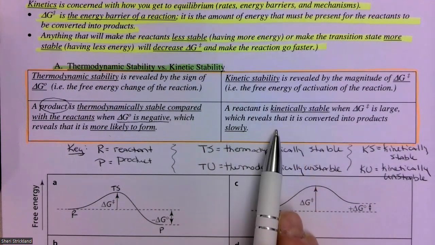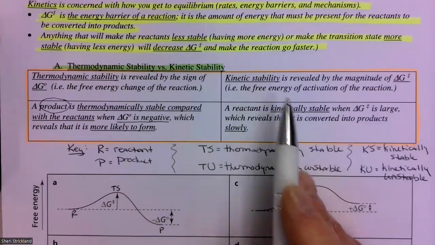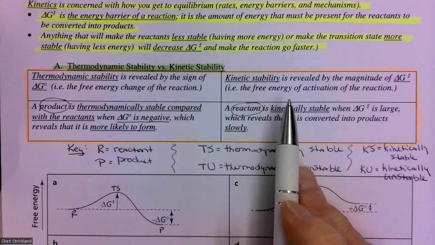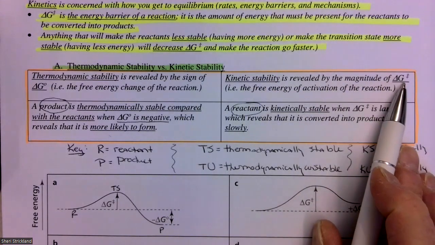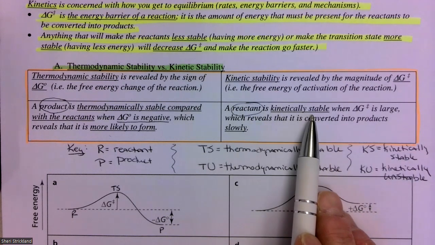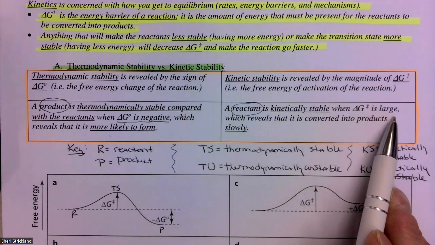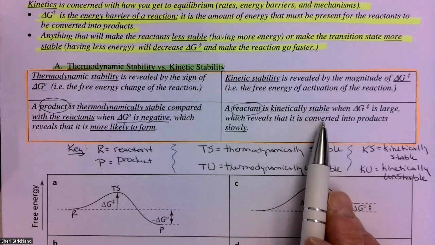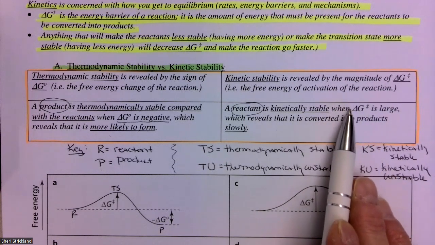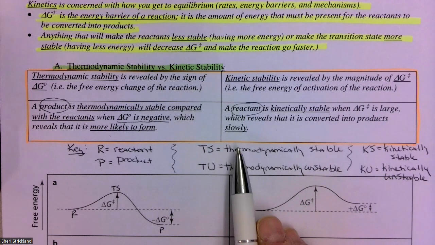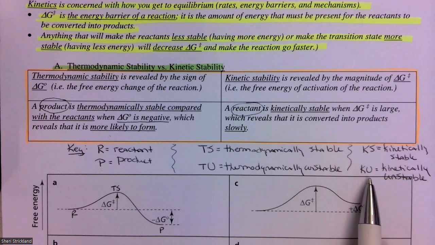Let's look at these. Kinetic stability is done in terms of reactants. So kinetic stability is revealed by the magnitude of the free energy of activation. And a reactant is kinetically stable when this value is large, which reveals that it's converted into products slowly. So kinetically unstable would have a small value of this, which means that the reactants were converted into products quickly. And I've got KS for kinetically stable and KU for kinetically unstable.